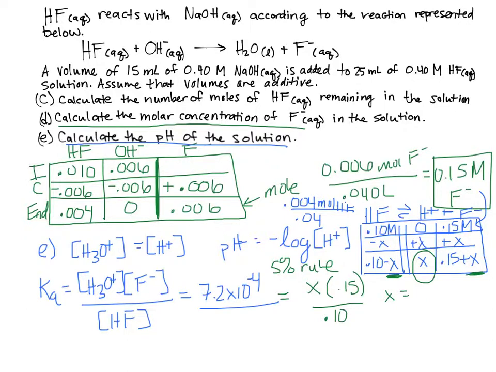And X is going to equal about 4.8 times 10 to the negative 4. Now I have to take that number and plug it into my log, and that will give me a pH of about 3.32. Then you would box that answer. Don't forget to include 2 sig figs after the decimal point when you're doing logs. And that's the end of the 2007 equilibrium problem.